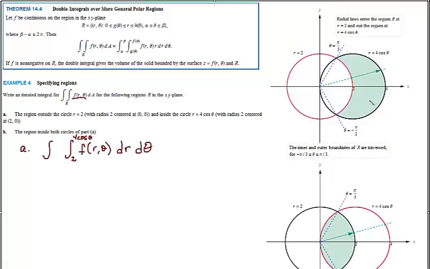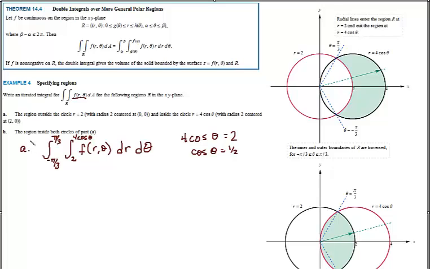And then my theta values, I need to figure out where these two intersect. So that is where 4 cosine theta equals 2. That would be where cosine theta is 1/2, and that is going to give me pi over 3 and negative pi over 3. And it's not really clear, but that's all they're looking for in part A.